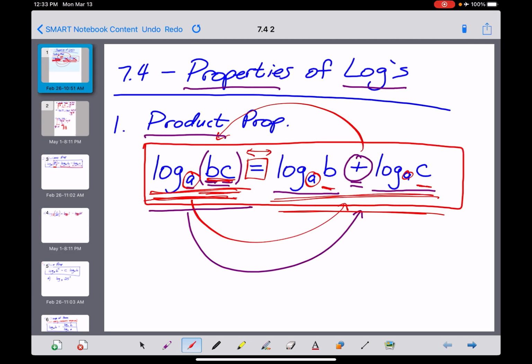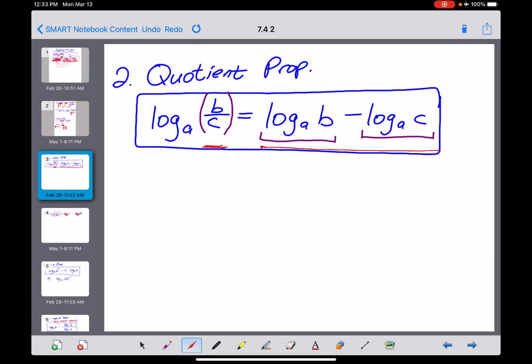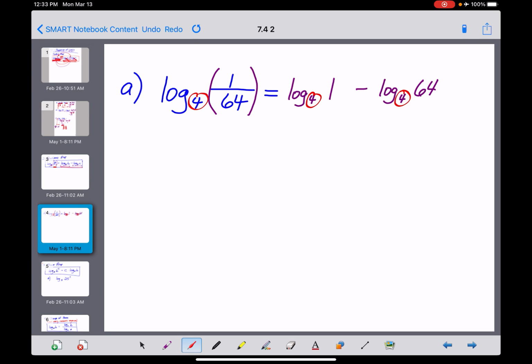So you'll notice, looking at the product property and also the quotient property, the base of your logarithm never changes. Whatever it was to start with, that's what it is throughout. Now, hopefully each of these two individual logarithms can be evaluated, and it's the first one that sometimes gives people trouble. The question here is, 4 raised to what power is equal to 1?